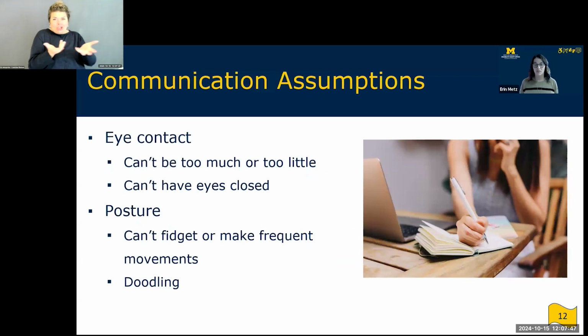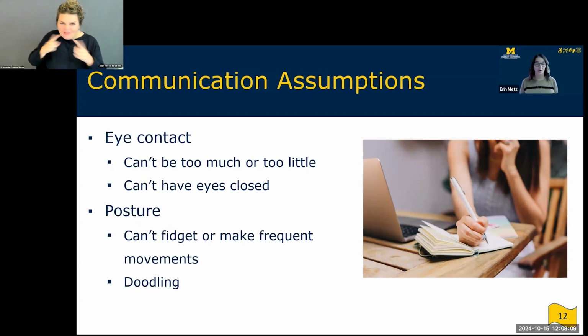And to continue in this vein of assumptions, people can also make a lot of assumptions about people's actions while communicating. So there's assumptions about where we should be looking and how much eye contact might be appropriate, because it can't be too much, but it also can't be too little. And someone can't have their eyes closed or be looking in a different direction.